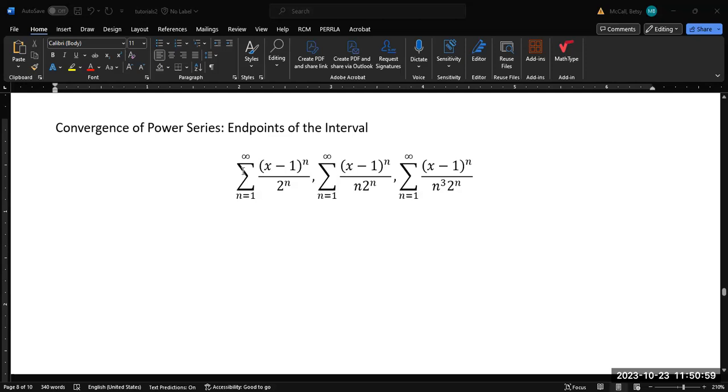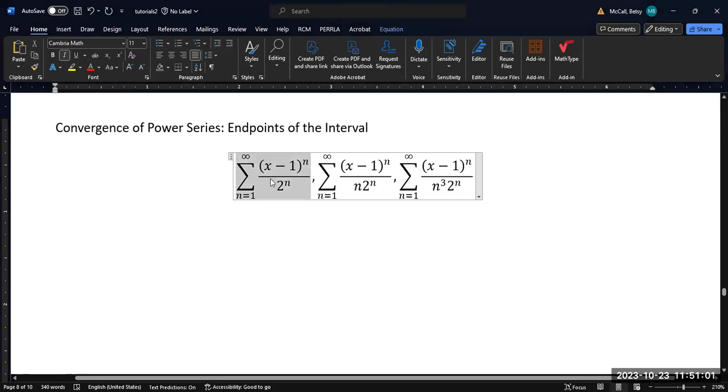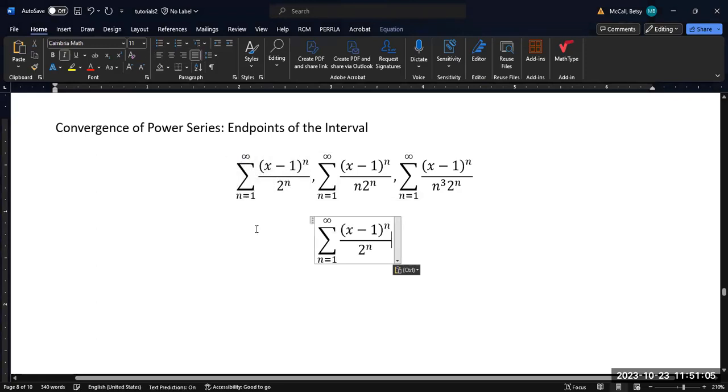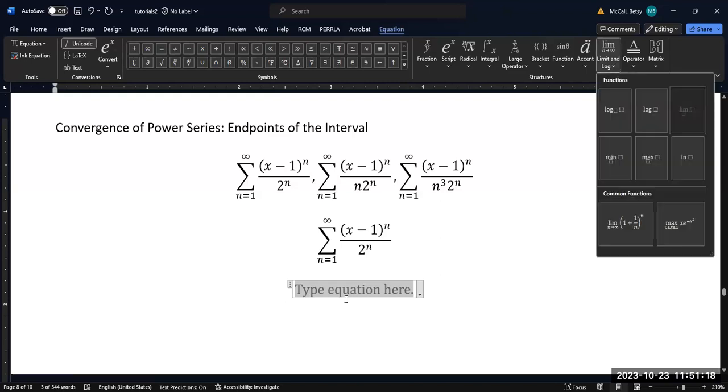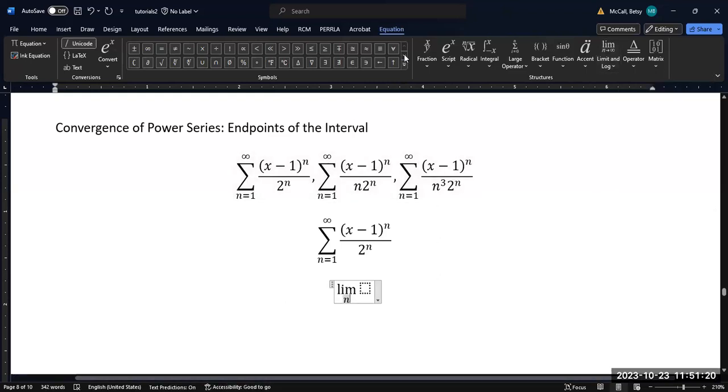So let's look at our first example here. This is going to be our example where neither endpoint converges. And for all of these problems, we can use either the root or the ratio test. But since it is very common to use the ratio test, I will stick with that just for the sake of consistency.